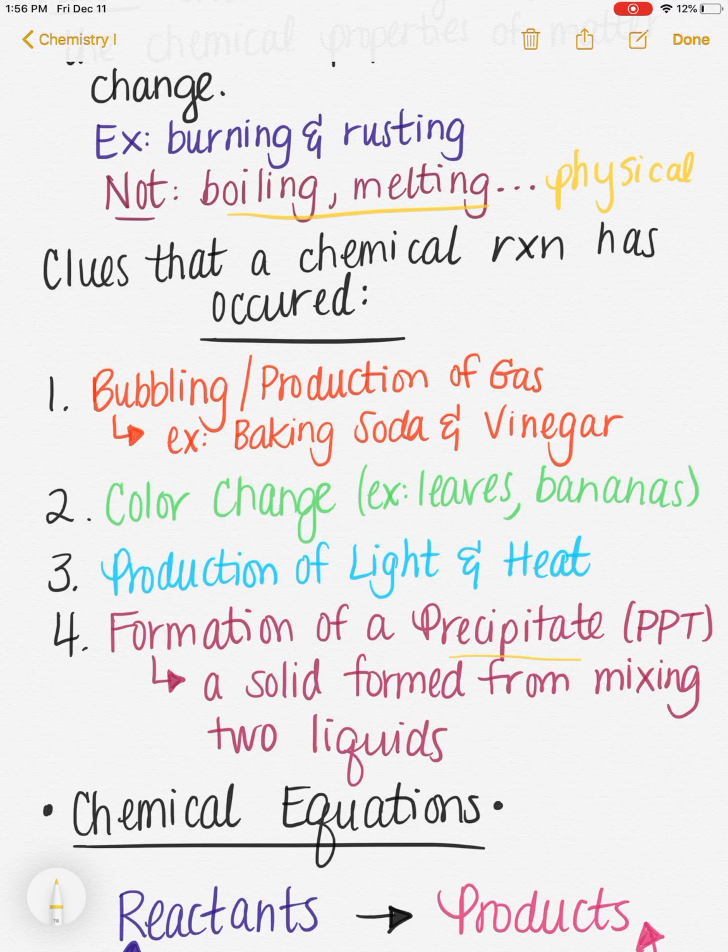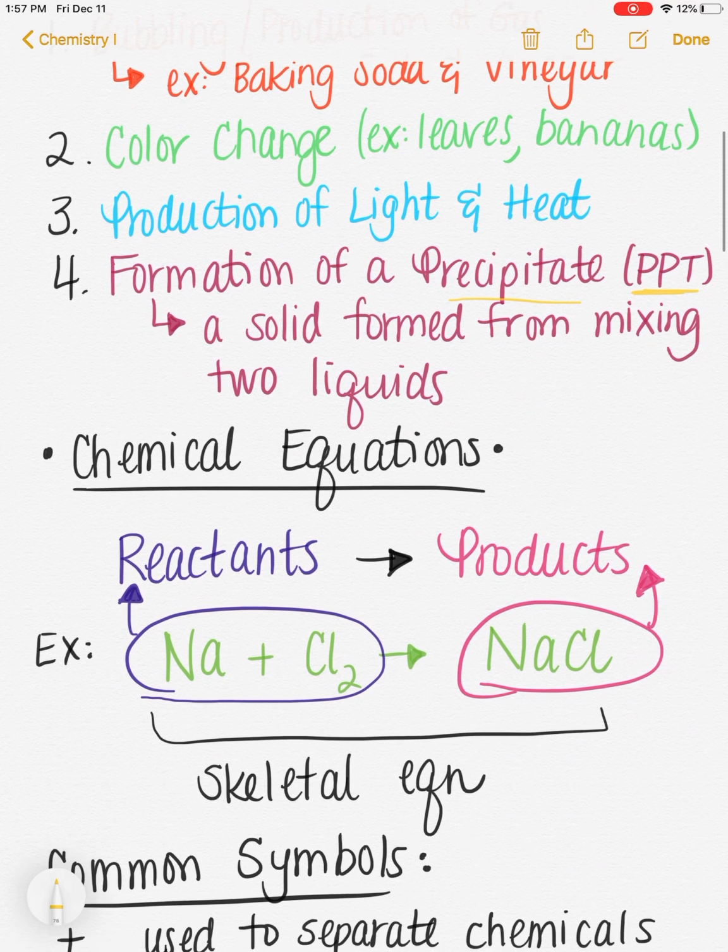Forming a precipitate, which, remember, precipitate's kind of a long word, so we generally abbreviate it as PPT. A precipitate is when a solid forms when you mix two liquids. Now, the more items that you can check off of this list when you have something happen, like if you mix two chemicals and you have a color change and a precipitate form, then it's probably going to be a chemical reaction. The more boxes that you can check off of this list, the more likely it is that what you're working with is a chemical reaction.